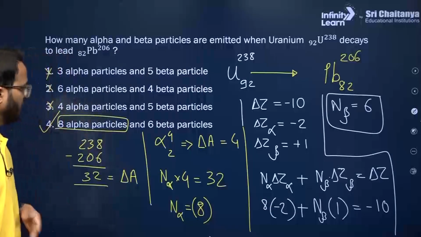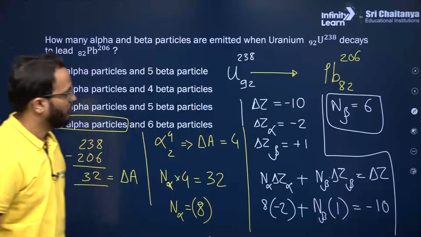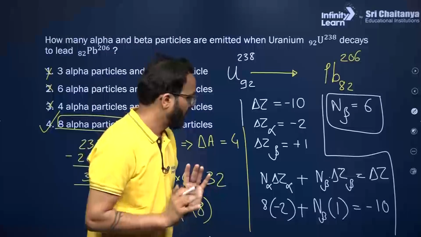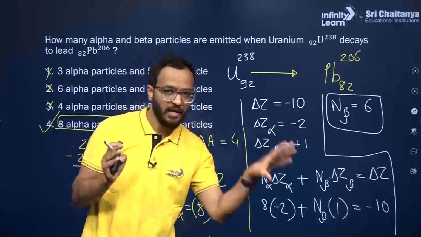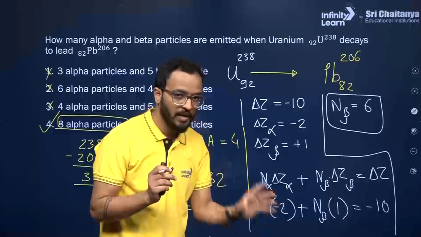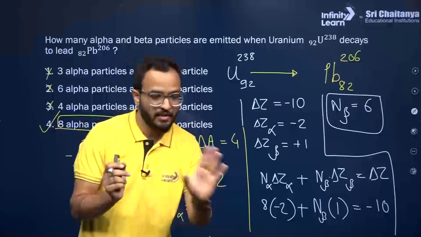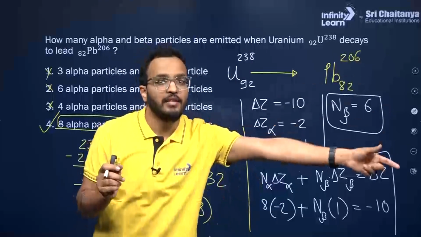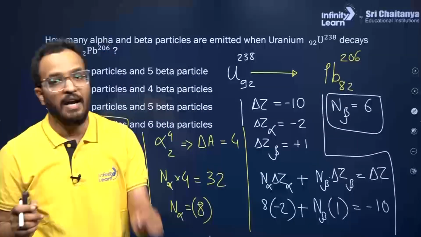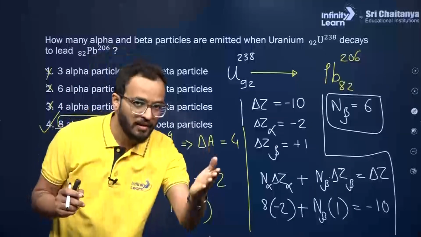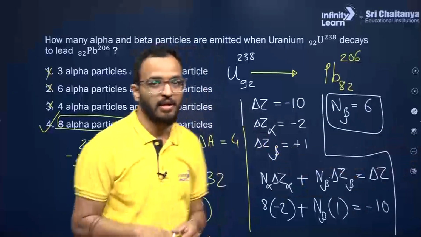Got it? Okay, clear or not? So basically what happened, if 8 alpha particles are coming out, A will reduce by 32, Z will reduce by 16. But here Z has reduced only by 10. That means it reduced by 16 and then increased by 6 to achieve 10. That increment of 6 will happen because of beta emissions, and for each beta emission there is an increment of 1. So there are 6 beta particle emissions. Understood?